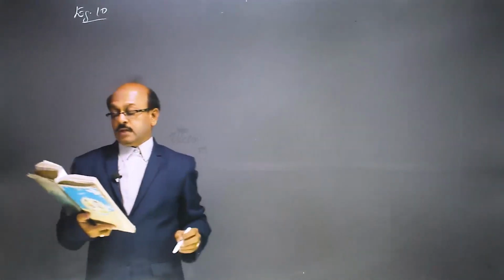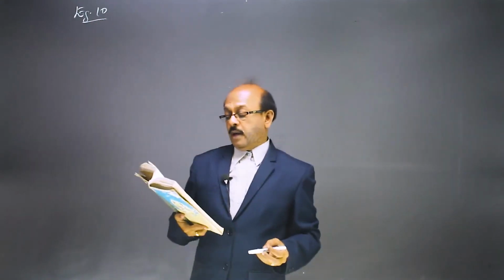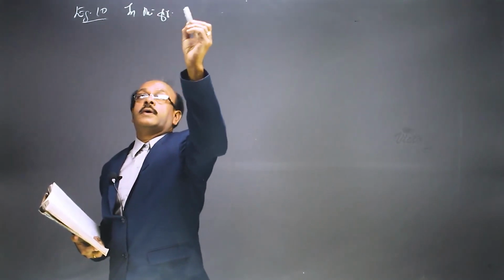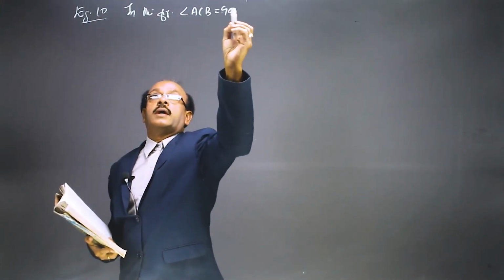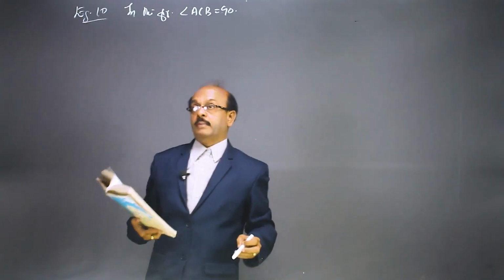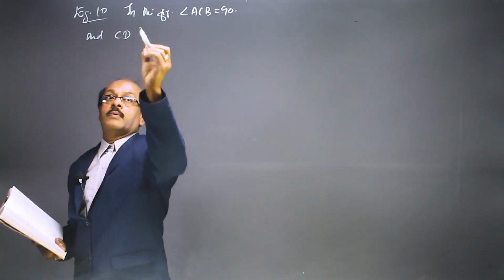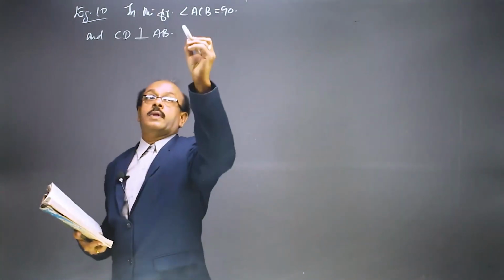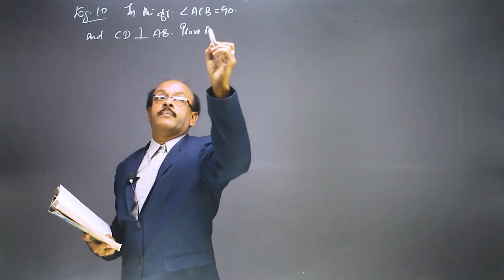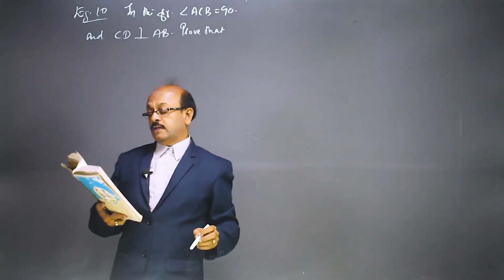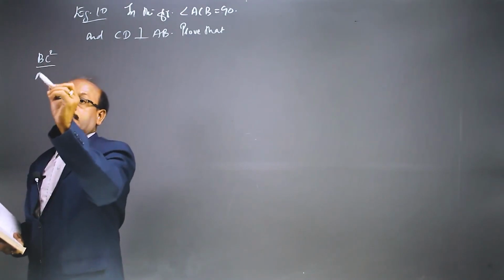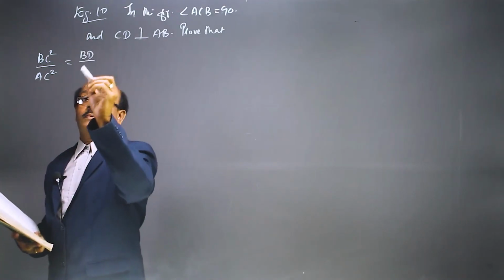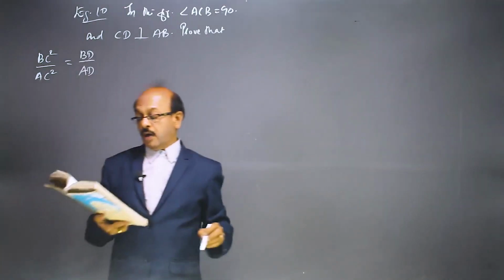Example 10. In the figure, angle ACB is equal to 90 degrees and CD is perpendicular to AB. We have to prove that BC square by AC square is equal to BD by AD. This is the thing which we have to prove.